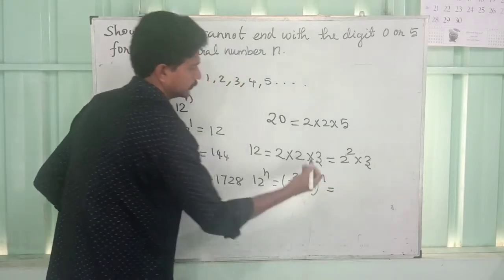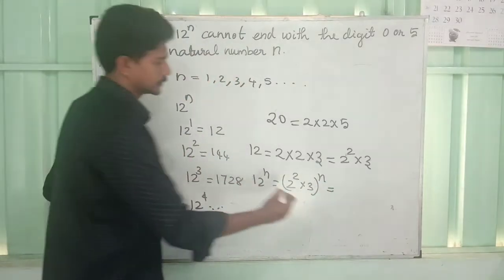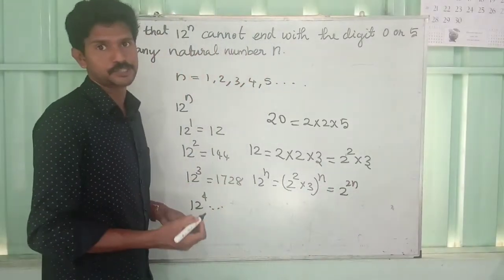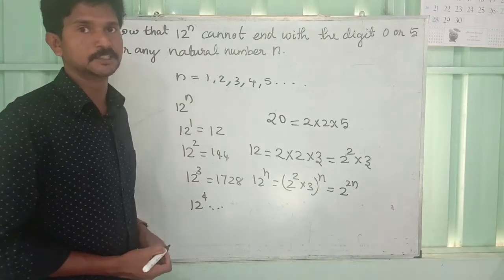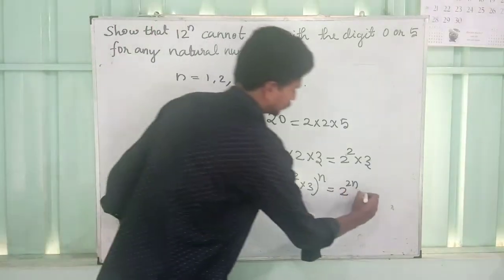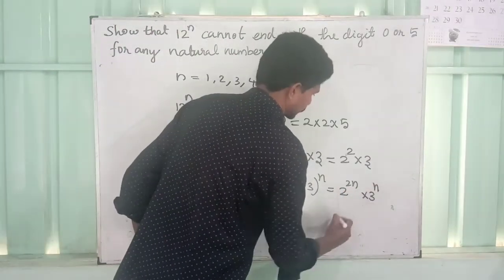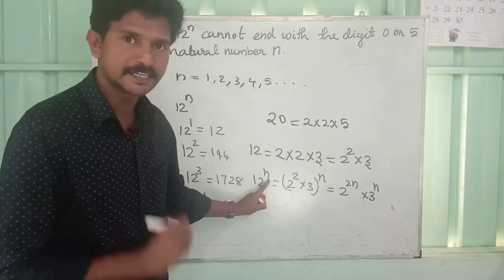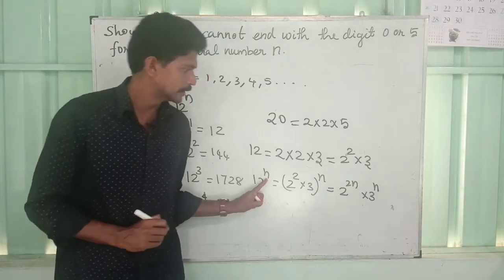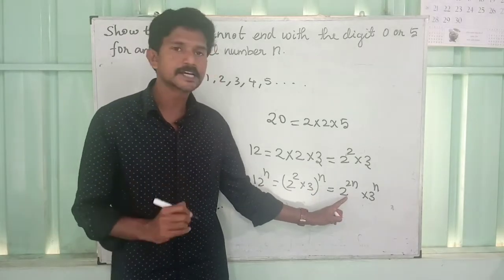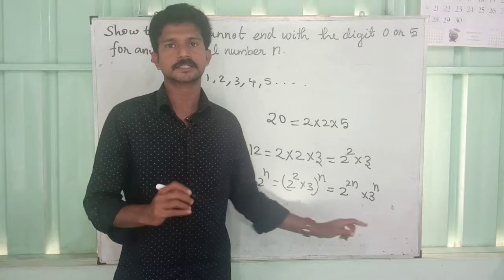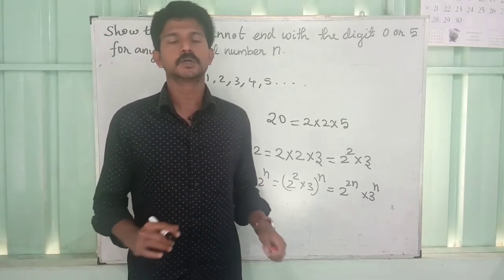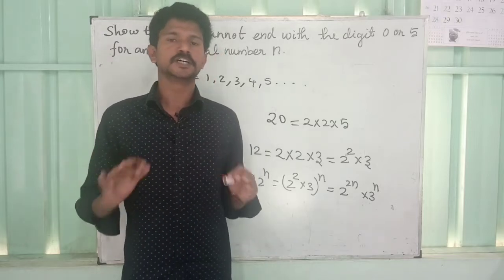ഇനി നമ്മൾ ഇതൊന്ന് n ഉള്ളിൽ multiply ചെയ്താൽ 2 raised to the power 2n, as per the exponential law we studied in 8th standard, into 3 raised to the power n. So the prime factorization of 12 raised to the power n only contains the prime numbers 2 and 3. There is no 5 here. ഇതിൽ തന്നെ നമുക്ക് മനസ്സിലാക്കാം ഈ നമ്പർ ഒരിക്കലും 0-ലോ 5-ലോ അവസാനിക്കില്ല.